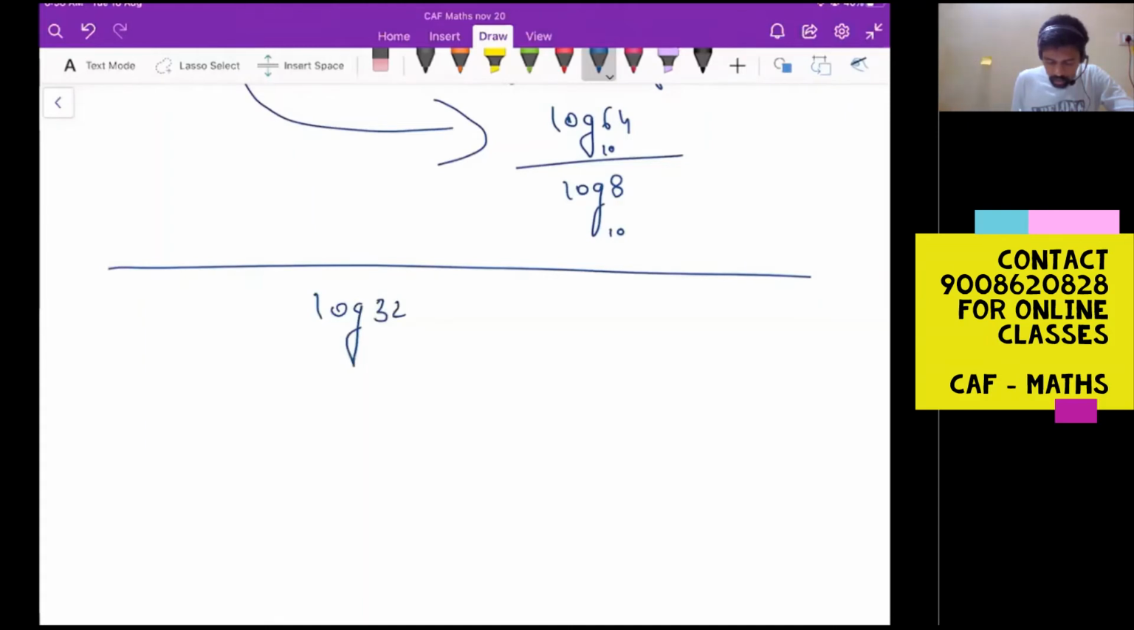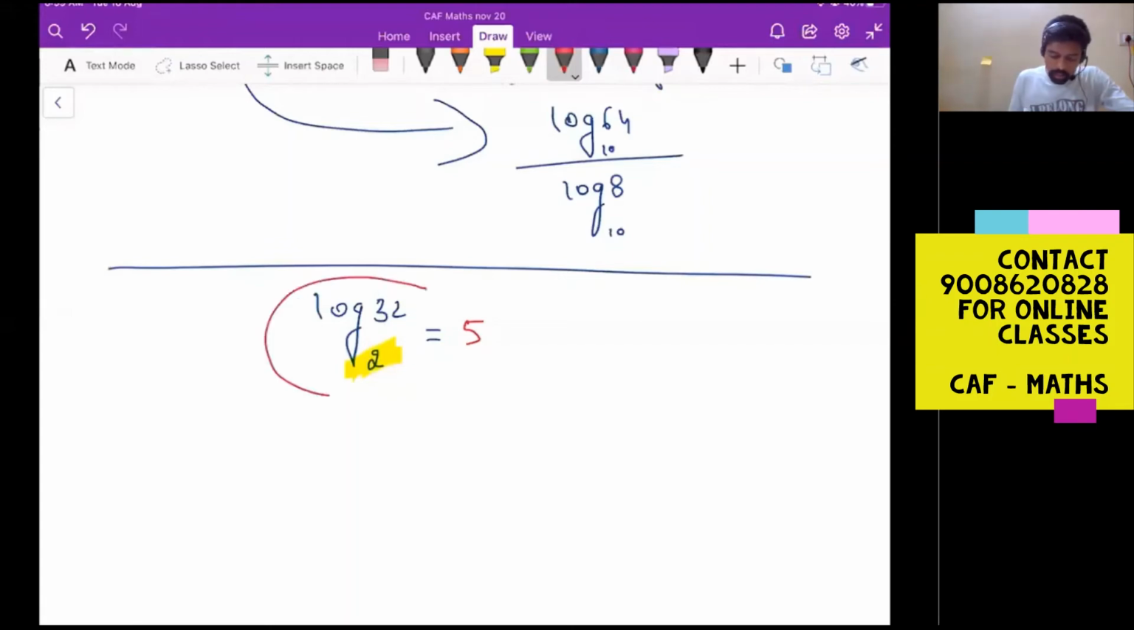Log of 32 to the base 2. What should be the exponent such that the number becomes 32? What should be the exponent, guys? Chat in quickly. What should be the exponent for 2 so that the number becomes 32? Try 2 power 1, 2 power 2, 2 power 3, 2 power 4, 2 power 5. Yes, the correct answer is 5 because 2 to the power 5 is 32.